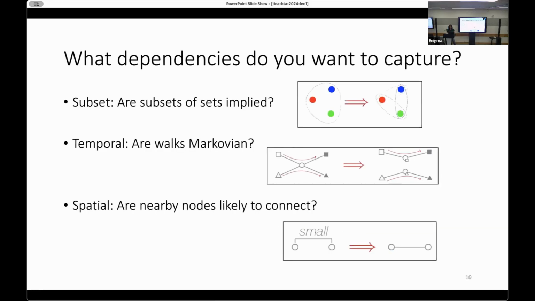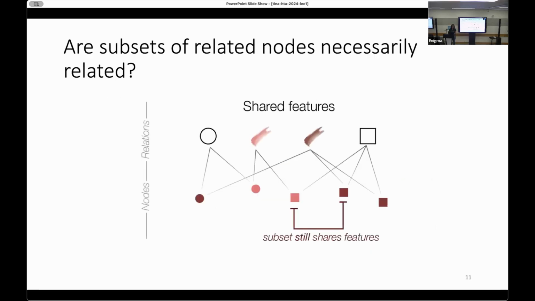Let's talk a little bit about the dependencies that you want to capture. One of them, for example, would be subset dependency. If the blue, red, and green authors wrote a paper together, then each pair of them is also a co-author. Maybe you care about temporal dependencies in your system. Maybe you're trying to model the brain and you care about spatial dependency. And of course, you can have more than one of these dependencies. You don't have to have just one of them.